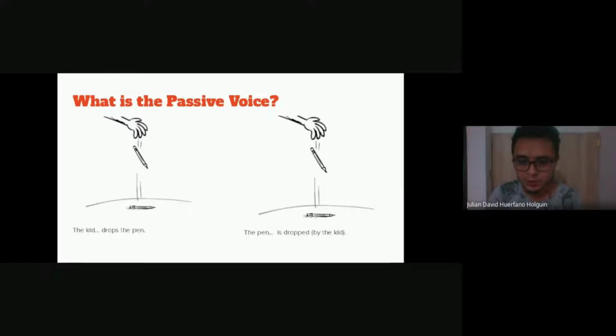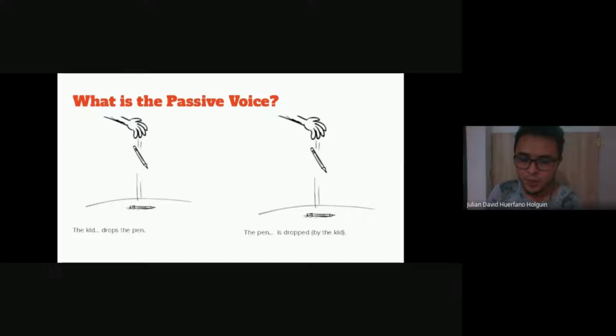So I have some questions for you to confirm that you understand. Does the subject do the action in the first sentence? Very good. Yes, it does. So is that sentence the active or the passive voice? That's correct. This is the active voice. In the second one, the pen receives the action, so it is the passive voice.